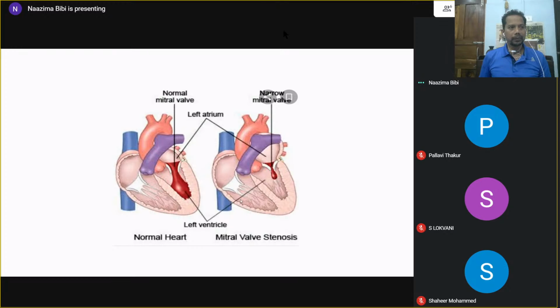And one more thing I forgot: whenever you give digoxin, always monitor the potassium levels, because if the potassium level is low, it can precipitate digitalis toxicity. So I usually give syrup KCl 2 teaspoons to the patient whom I put on lifelong digoxin.